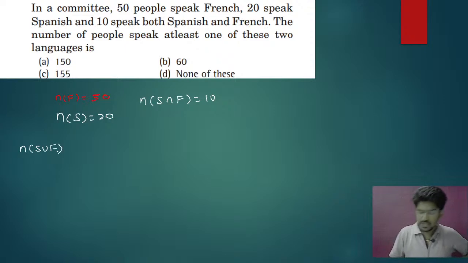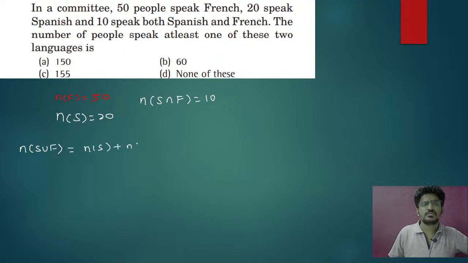N of S union F. At least one means you have to calculate union. So therefore, quickly solve and give me the answer. I will wait for your answers. Already I have explained everything. Okay. So try to solve it and give me the answer. I will see how many of you can give the answer.